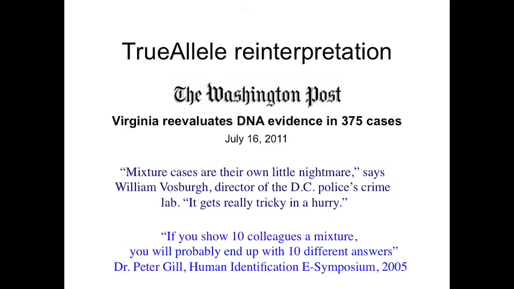This TrueAllele reinterpretation was described in the Washington Post 2.5 years ago under the title, Virginia reevaluates DNA evidence in 375 cases. We'll get back to that number 375 at the end, but in the article they noted that police and DNA experts find mixtures a challenging endeavor, with some experts saying if you ask 10 different analysts what the answer is, you'll get 10 different answers.